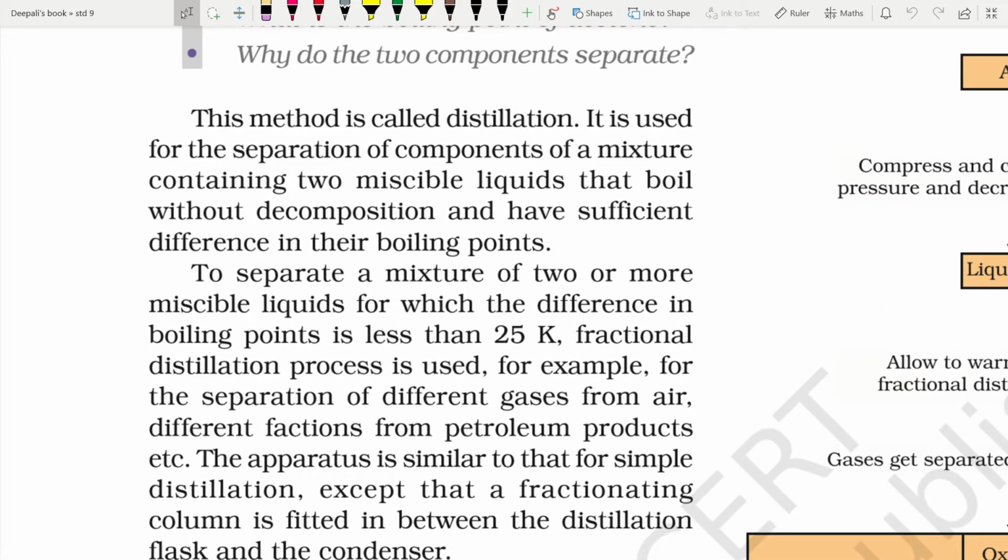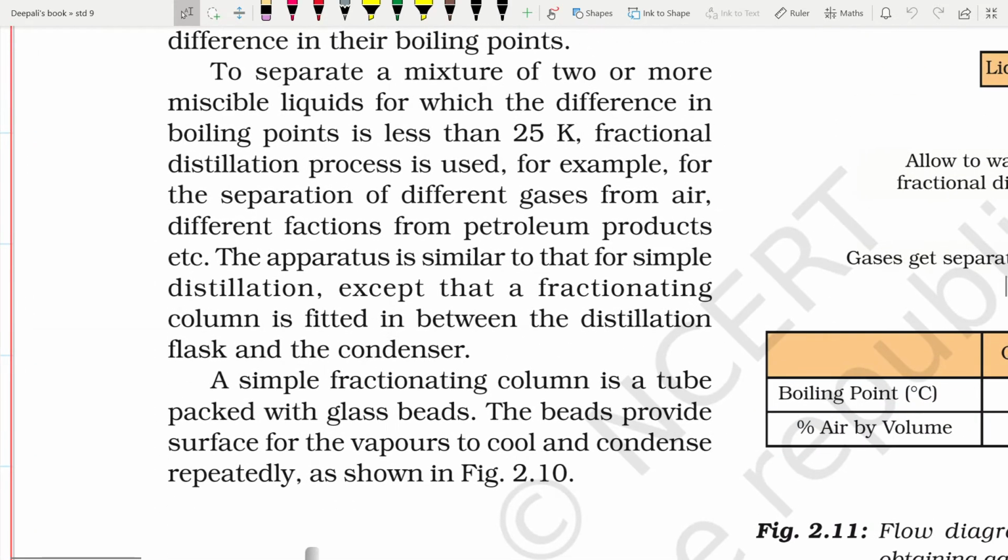To separate a mixture of two or more miscible liquids for which the difference in boiling point is less than 25 K, the fractional distillation process is used. For example, for the separation of different gases from air, different fractions from petroleum products, etc. The apparatus is similar to that of simple distillation, except that the fractionating column is fitted in between the distillation flask and the condenser.